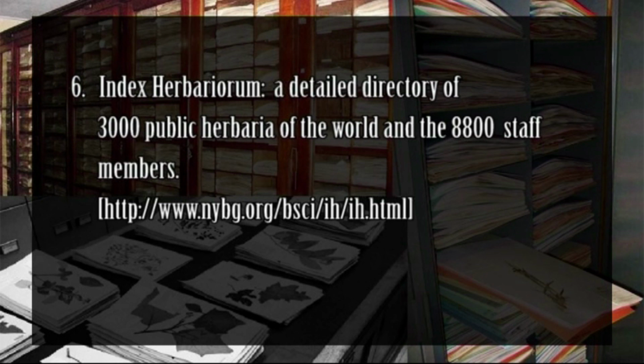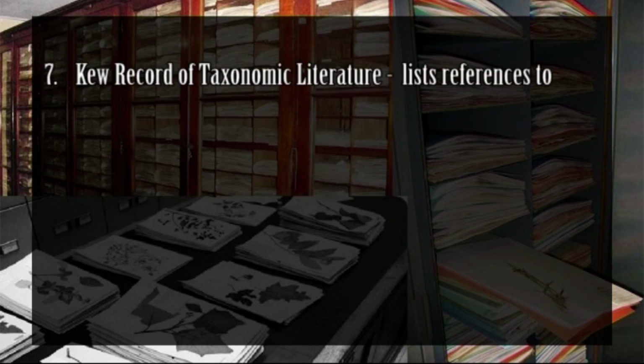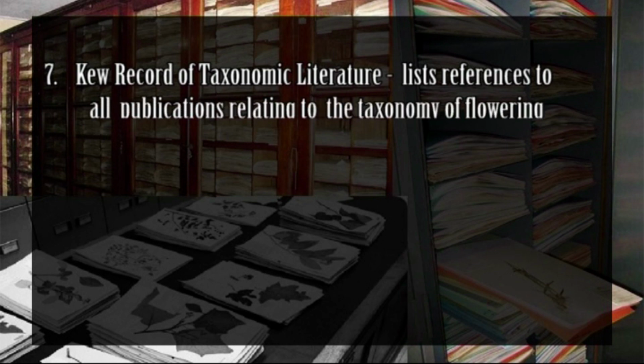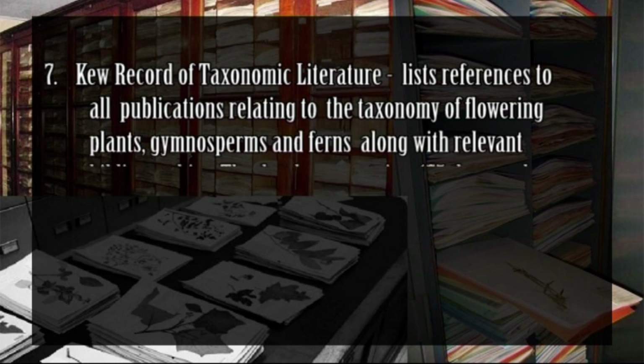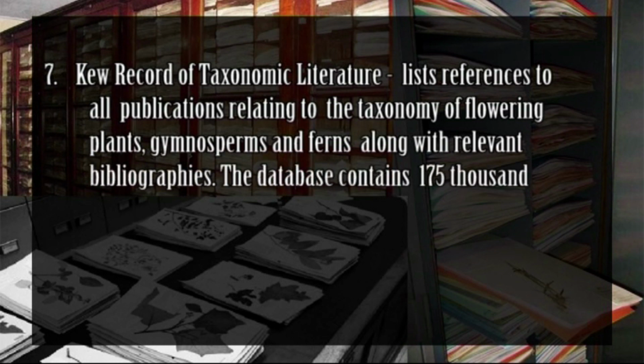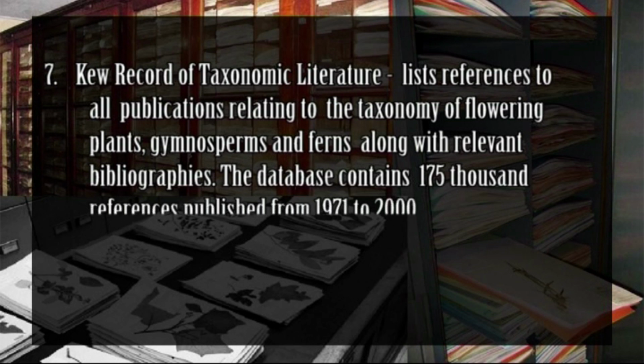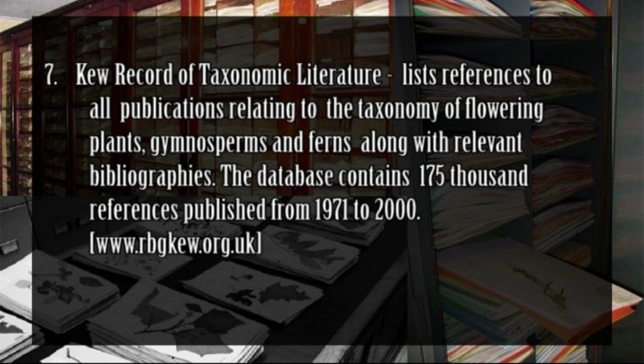It is a detailed directory of about 3,000 plus public herbaria of the world and about 8,800 staff members associated with them. We also have Kew Records of Taxonomic Literature. This valuable resource lists references to all publications relating to taxonomy of the flowering plants, gymnosperms and ferns, along with reference to phytogeography, nomenclature, chemotaxonomy, molecular taxonomy, chromosome surveys, and palynology. All these are also included along with the relevant bibliographies.